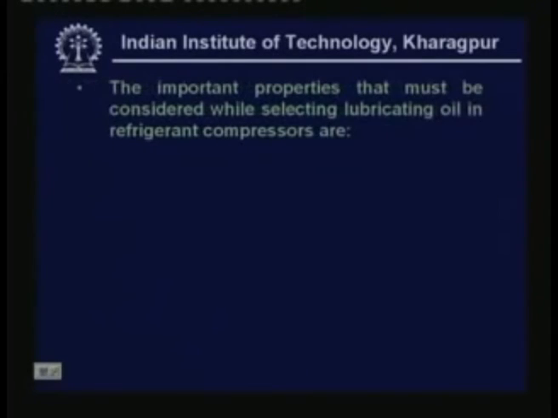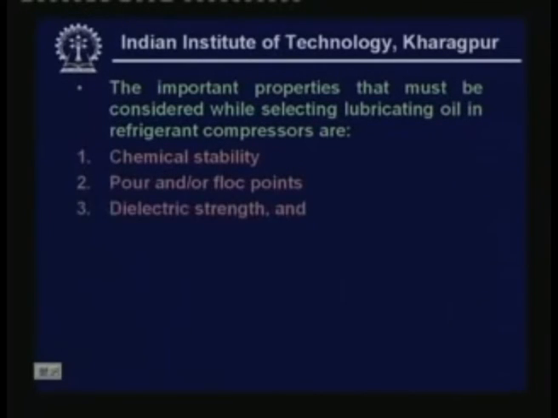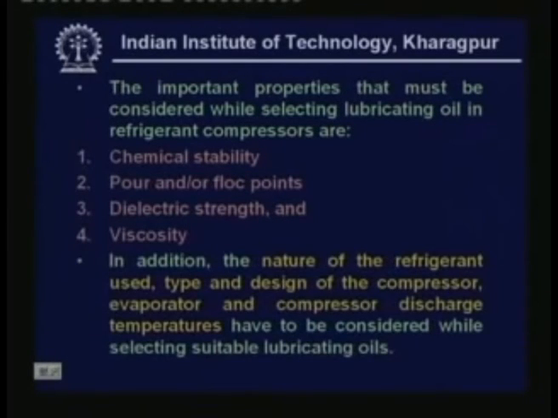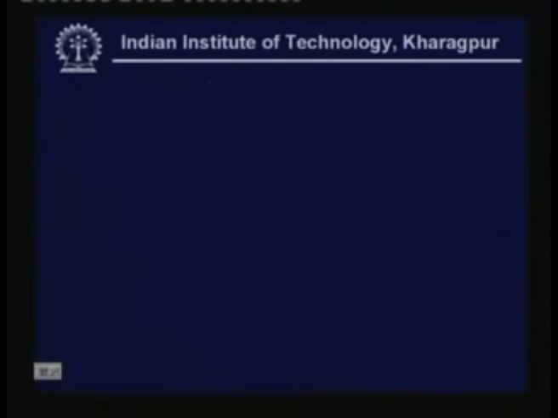This is a very critical parameter, and the important properties that must be considered while selecting lubricating oil in refrigerant compressors are chemical stability, pour or floc points, dielectric strength, and viscosity. In addition, we also have to consider the nature of the refrigerant used, type and design of the compressor, evaporator and compressor discharge temperatures while selecting a suitable lubrication system.